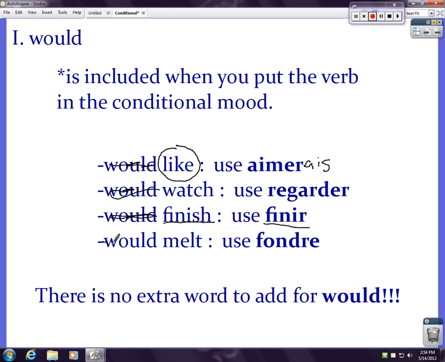I would melt some cheese if we had any in the fridge. Ignore would, just go to melt, which is fondre. Always drop the e and add your ending. So the lesson for today is that there is no extra word for would in French.